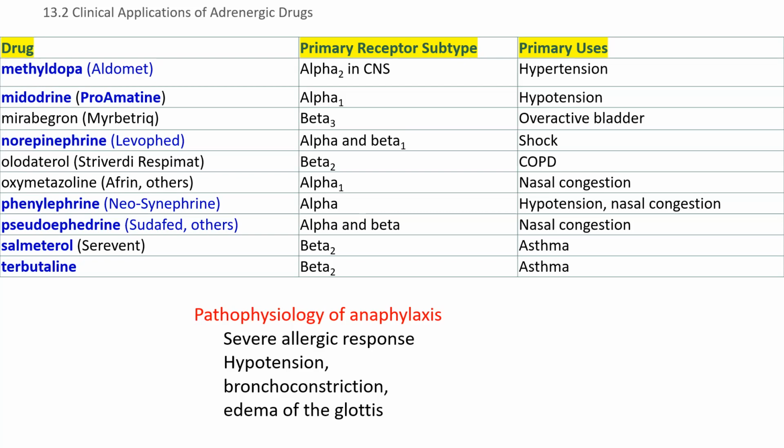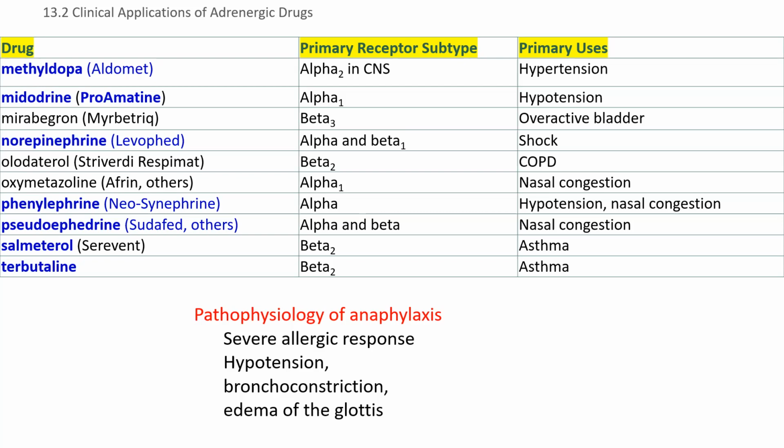Midodrine is an alpha 1 agonist. It's effective for hypotension, and I will explain in class the indications for the use of midodrine. The norepinephrine, Levophed, is an alpha and beta 1 agonist. It's effective for shock.